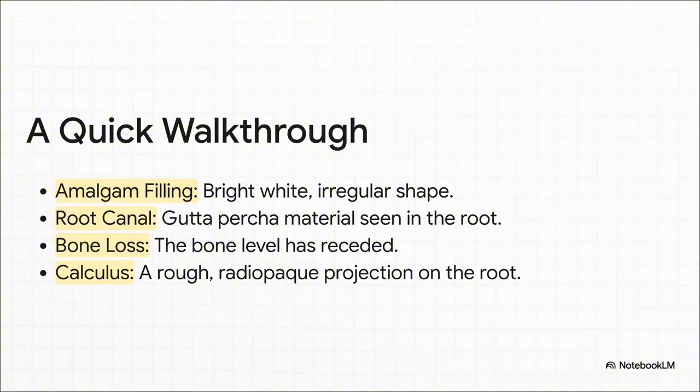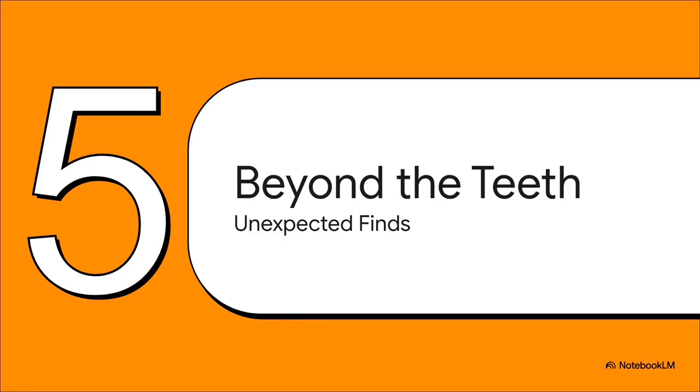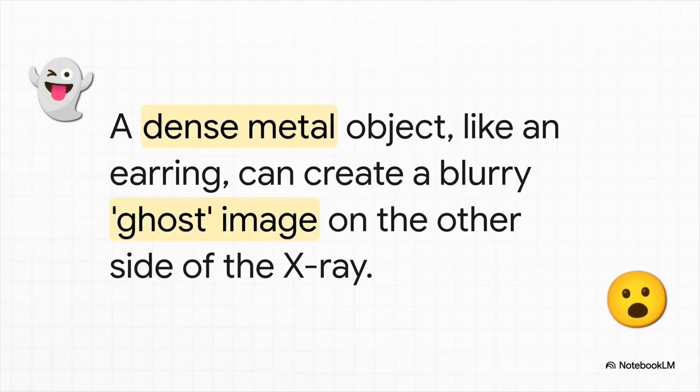You're reading the story. All right, before we wrap this up, let's get to the really fun stuff, the surprises. Because sometimes an X-ray captures a whole lot more than just your teeth and bones. Have you ever looked at an X-ray and seen this weird, blurry shape that just does not seem to belong? It might be a ghost image. It's so cool. This happens when a really dense metal object, like an earring, is on one side of your head. The X-ray beam hits it and creates this faint, kind of magnified and blurry ghost of that earring on the other side of the image.